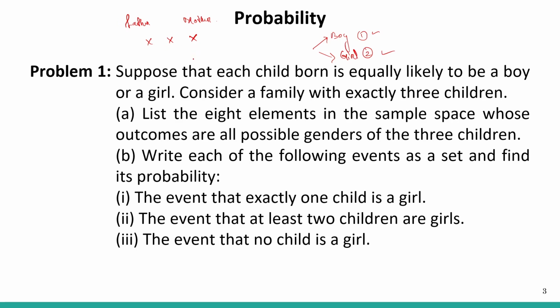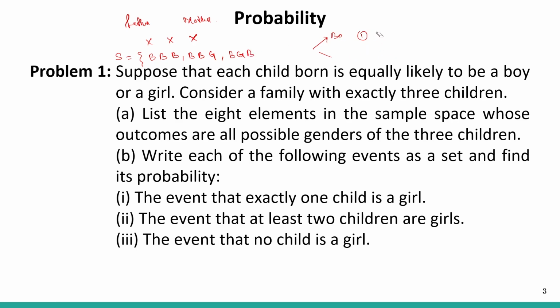What it wants is that we list the 8 elements in the sample space, whose outcomes are all possible genders of the 3 children. So we want to create the sample space. The sample space will be: either the first one is a boy, second one is a boy, and third one is a boy; or first one boy, second one boy, third one girl; and then also a boy, then a girl, and a boy.